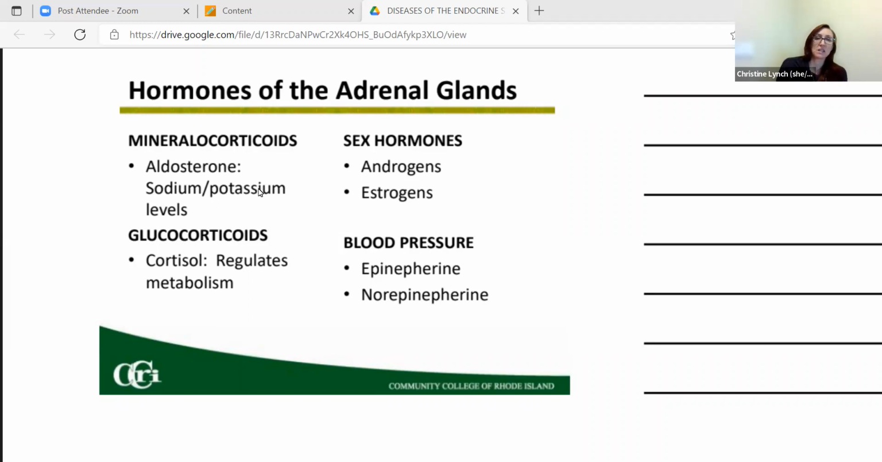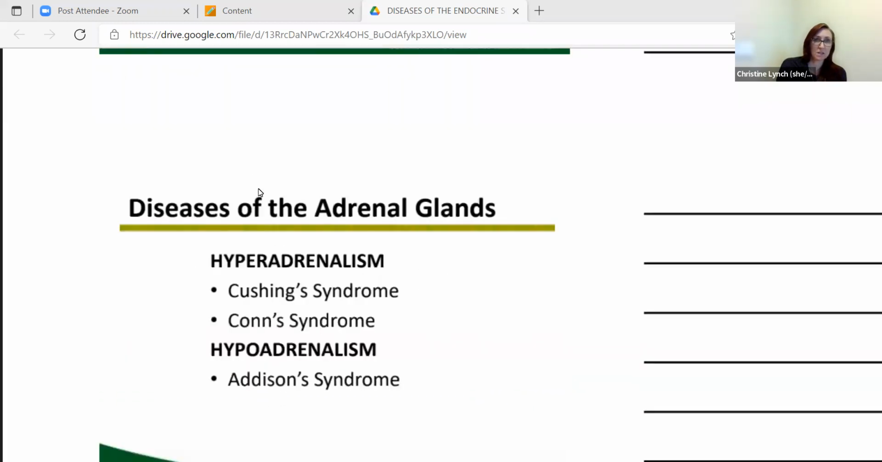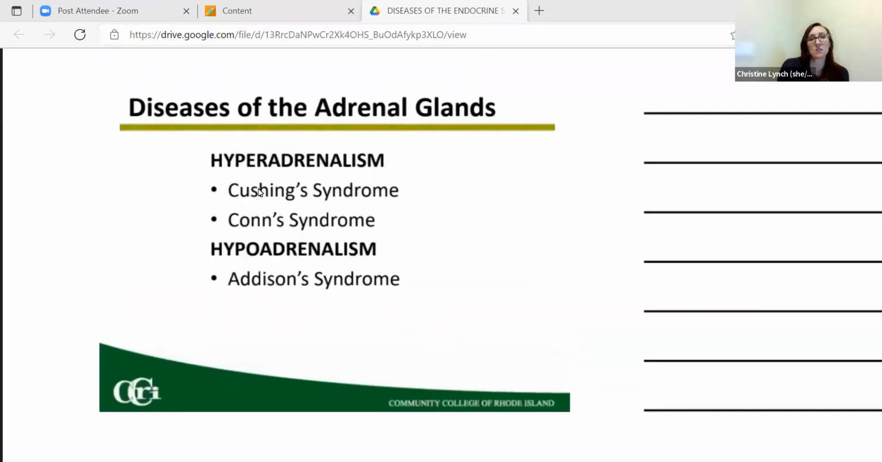So they work together and they direct the blood where it's needed. And they also come into play in stressful situations with the fight or flight reaction. And then we have the diseases of the adrenal glands. So we have Cushing's syndrome, and that's due to an overproduction of the glucocorticoid hormones or of cortisol. And that's caused by a tumor, usually a benign pituitary tumor or an adrenal tumor.